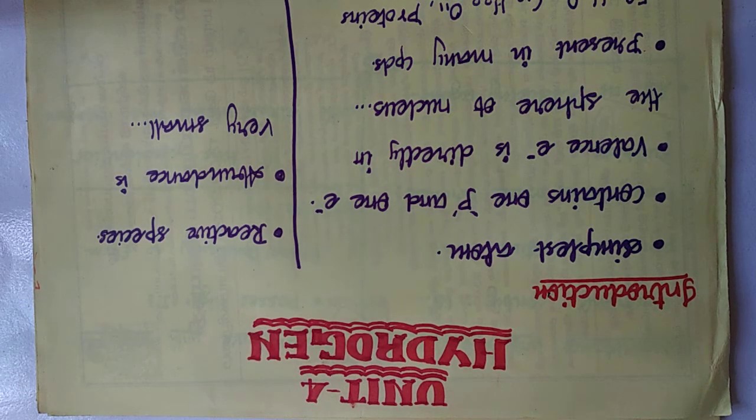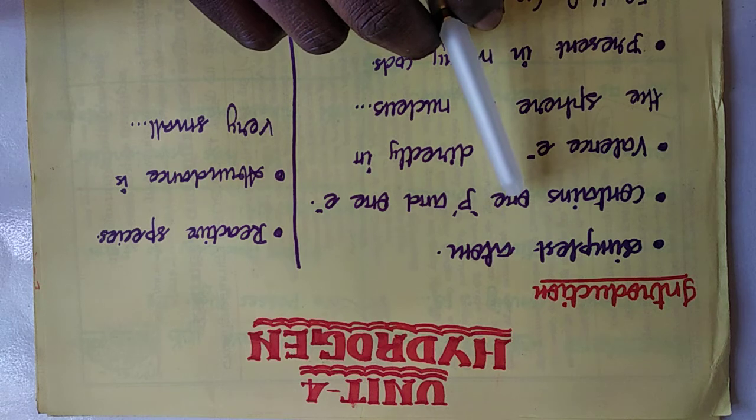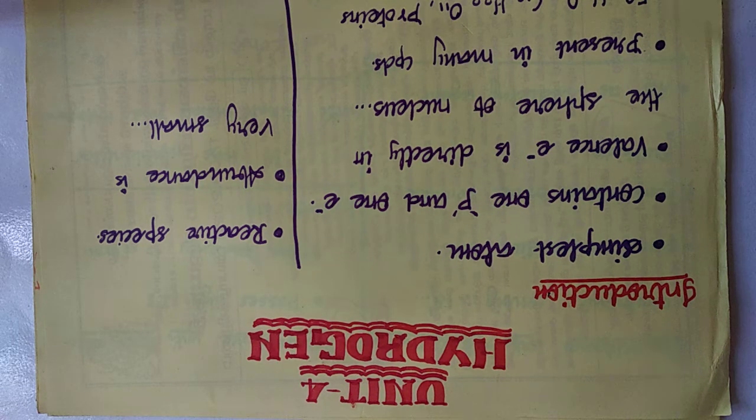So what is the need of learning about hydrogen? First one, hydrogen is a very simple atom. We know that its atomic number is 1 and it is the first element in the periodic table. So that info we know about hydrogen. It's again given here: hydrogen is the simplest atom.